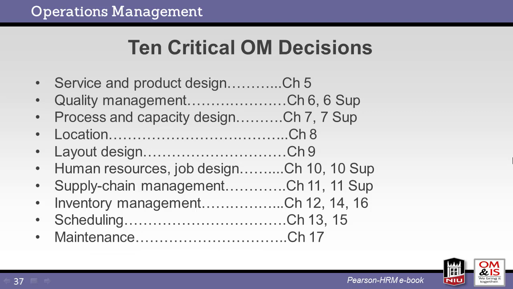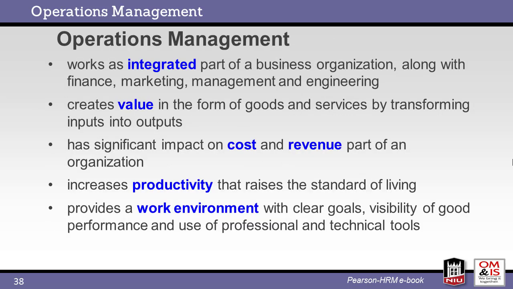As a reminder, here is a list of the 10 decisions of operations management and where they are found in the text. These decisions apply to the service business, but in varying ways. Looking back at our original definition of operations management from the first chapter, we see how each may be applied to a service business.